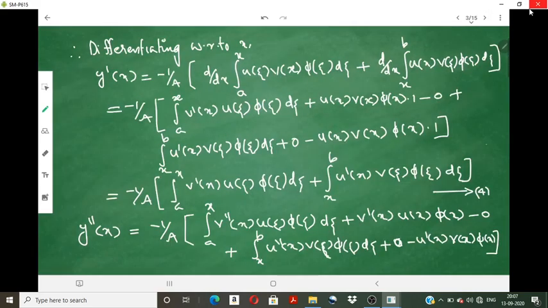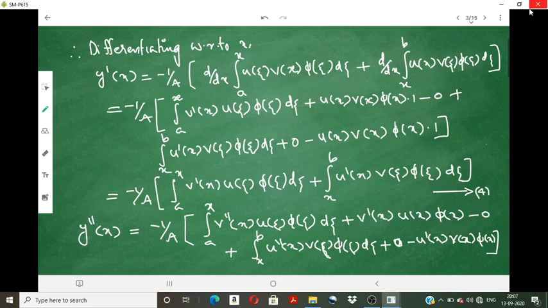Now differentiating again with respect to x, the left side is y dash of x, equal to minus 1 by a times the derivative of the two integrals, the integral from a to x and also from x to b. Here we have to apply the Leibniz rule we have already discussed for finding the derivative of an integral.